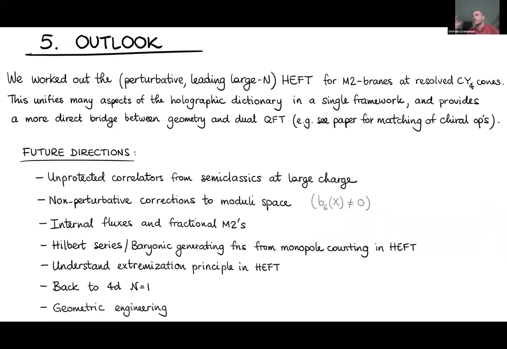So, for instance, if you wanted to describe some other class of three-dimensional N=2 supersymmetric field theories by geometric engineering, you could just use a Calabi-Yau four cone, or obviously you can change the dimension of the internal space and supersymmetry. And so that will give you some effective action for that theory.